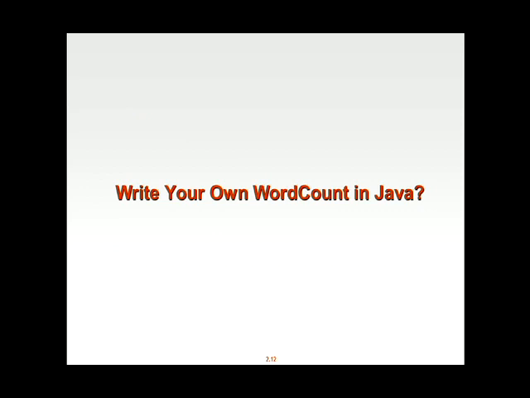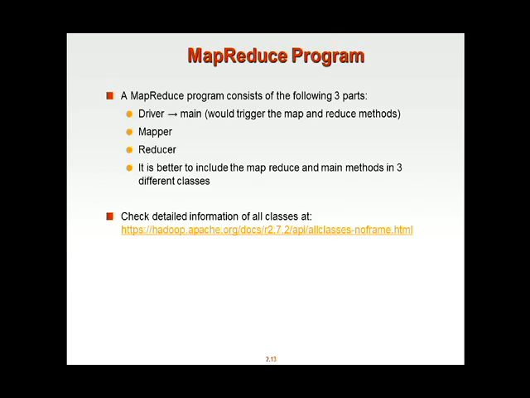So how do we write this in Java? For MapReduce programming, you mainly need to write the following 3 classes. The first is a driver class, or called the main class. This is where you can configure the job and where you can start the job. So this will trigger the MapReduce methods.